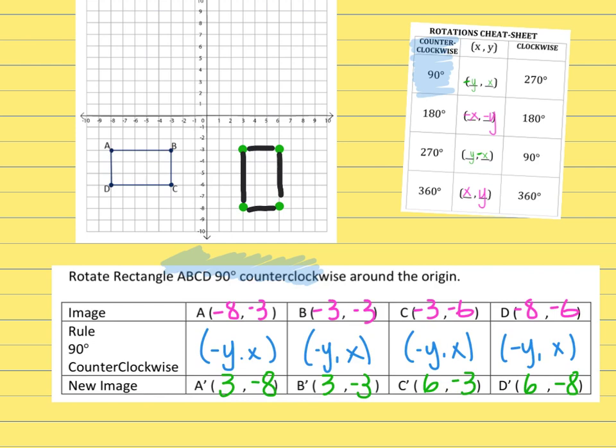All right, remember A was 3, -8. So A is down here. B was 3, -3. So B is now here. Also notice that B was the closest to the origin. So when the shape turns, B needs to still be closest to the origin. Point C was 6, -3. And then point D was 6, -8. And again, this has made one rotation to the right.